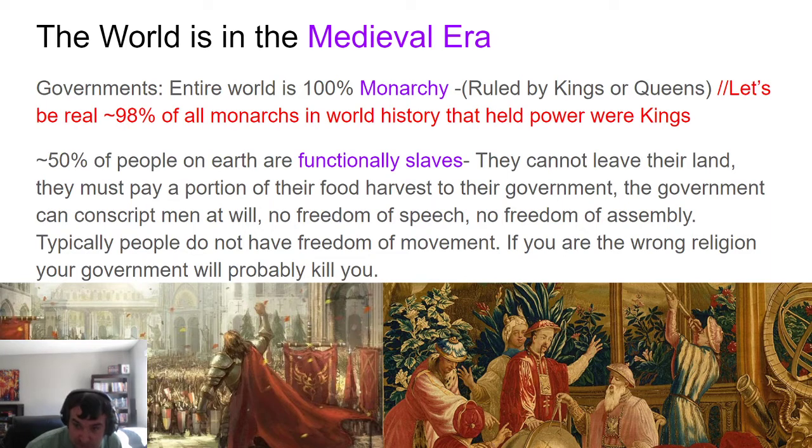No freedom of speech, no freedom of assembly, no freedom of movement. If you were like, hey, I want to go visit some friends in California, you'd have to get all kinds of approval and stuff. You can't just go wherever you want. Also, if you're the wrong religion, your government will probably kill you. So this concept of freedom, not a big thing in the world of 1200. And also, I should add this in here too.